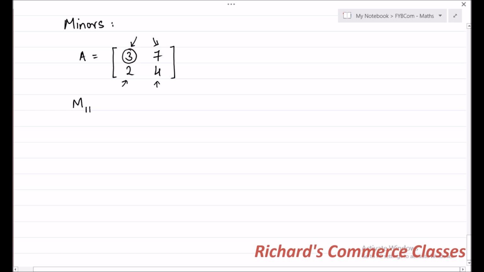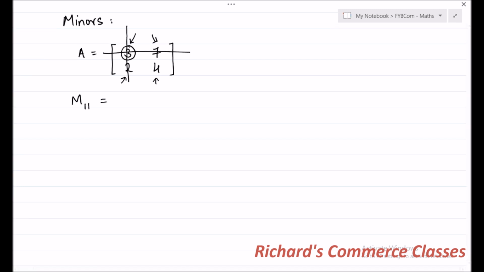Okay, now how do you calculate M11? It is equal to, once you select that element 3, you delete the row and column in which it is included. So delete the row and delete the column. And what is the remaining element? 4. So M11 is equal to 4. Moving to the next.